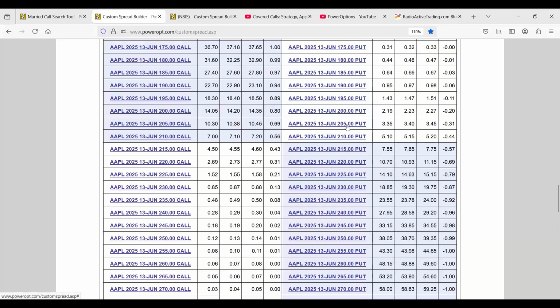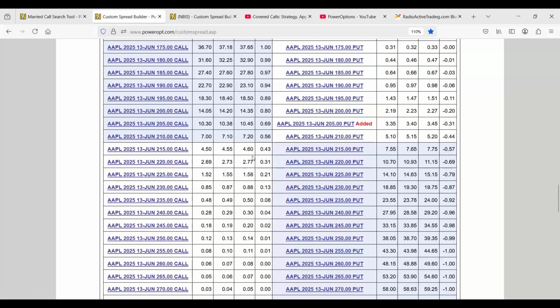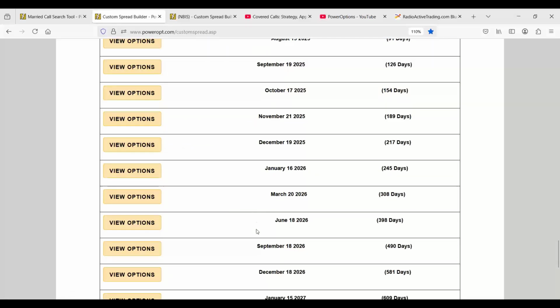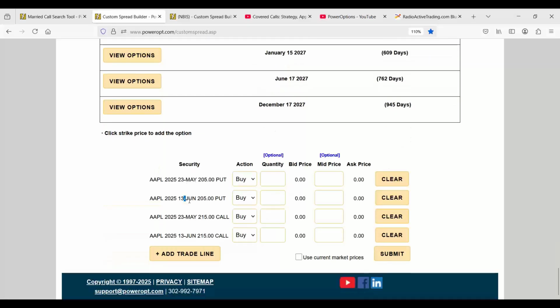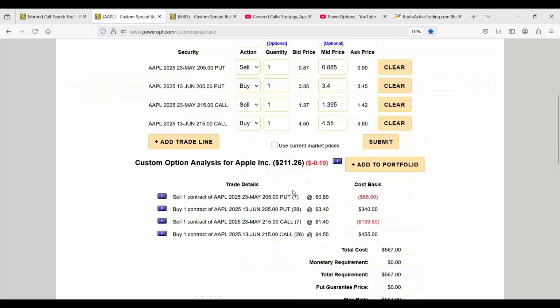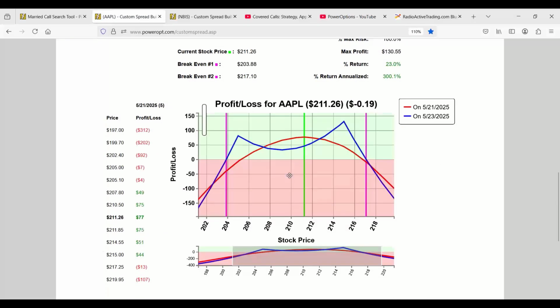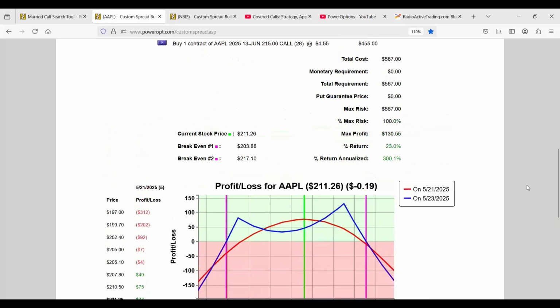We're going to buy the further out 205 put, and we're going to buy the 215 further call. What am I doing here? I'm selling a 205 May 23rd put and buying a 205 put. Horizontal, same strike, diagonal spread. We're going to sell the near-term 215 call, and we're going to buy the June 13th call. We're going to use the midpoint prices. Now, this is a double diagonal, okay?